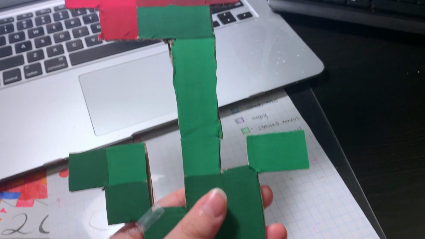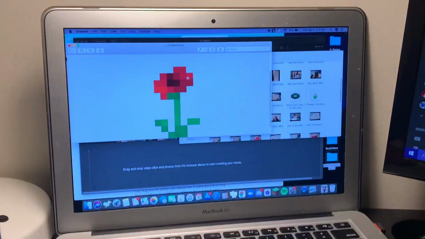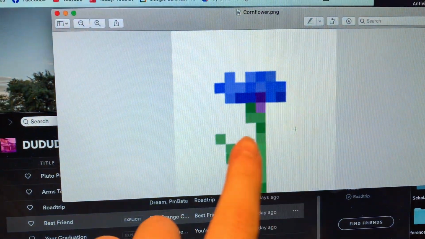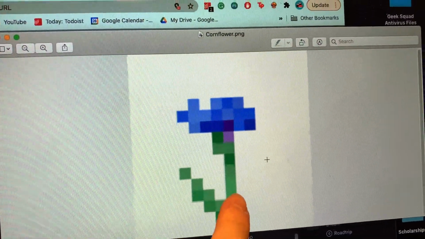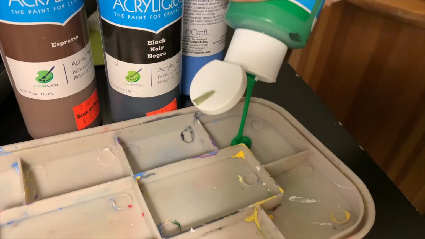Alright, so this is how my poppy turned out, and honestly, I think it looks pretty good compared to the actual photo. So starting on the last flower, just looking at the picture, I can see that there seems to be 3 different types of greens, so I'm going to try to match these shades.